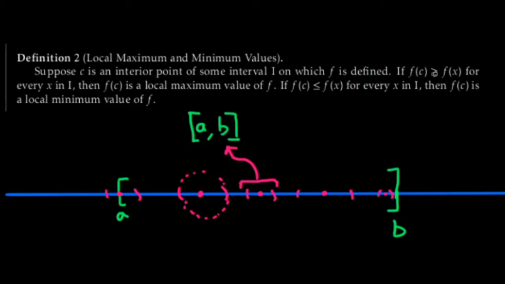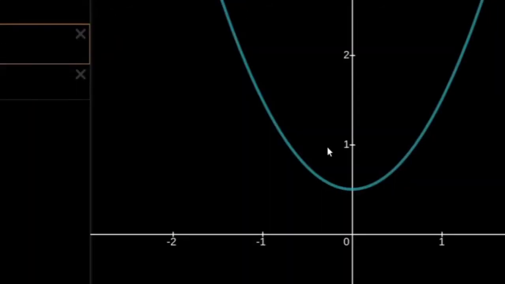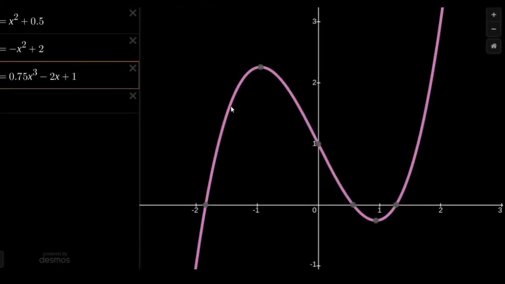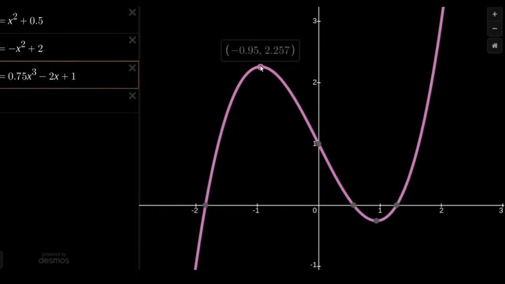So if f of c is greater than or equal to f of x for every x in the interval, then f of c is a local maximum value of f. And if f of c is less than or equal to f of x for every x in I, then f of c is a local minimum value. If we jump back to the graphs, let's check those out. All right, back here, I'm going to flip this one back on.